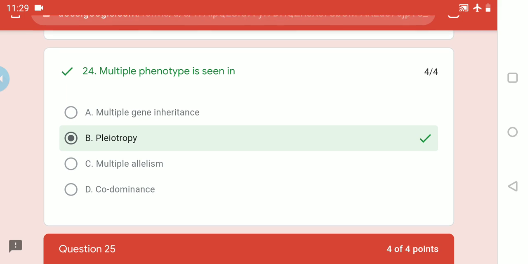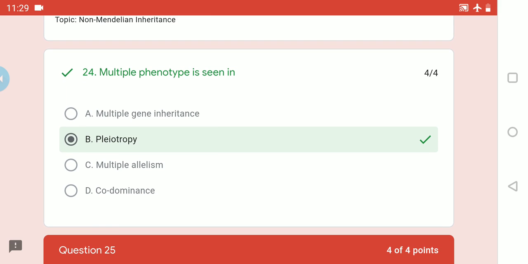The next question, multiple phenotypes. See, if you just know the definition of pleiotropy, you can understand the question in the easiest manner. First of all, I told you while we were discussing the theory, what is pleiotropy? Do you remember the definition? Yes. A single gene can exhibit many phenotypic expressions. Okay, do you remember? Yes, phenylketonuria is an example of pleiotropy. A single gene can exhibit many phenotypic expressions.